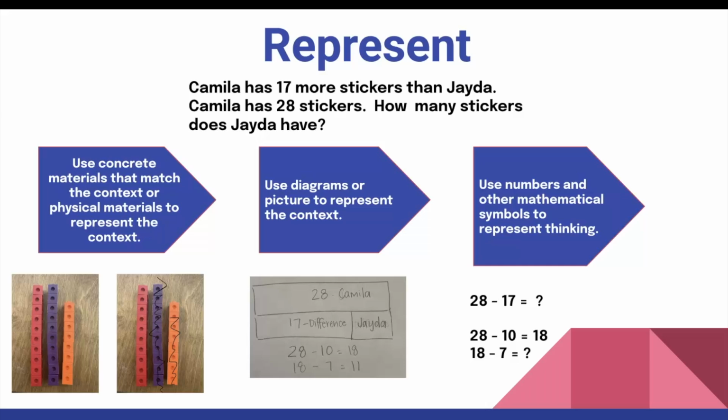Students need to have ample time to manipulate tools to match the context they are given. Then students move towards drawings or diagrams to represent the context. Once students have had those experiences, using numbers and symbols makes sense to represent situations. I do want to emphasize that one doesn't delete another. Students may use pictures to represent the situations and then write an equation. These are all acceptable ways to represent a problem.